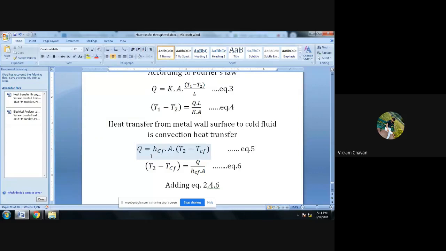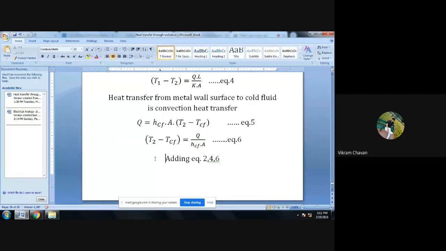We have converted that equation in the form of a temperature difference. So the equation will become T2 minus T suffix Cf is equal to Q divided by H suffix Cf multiplied by area. So that will be equation number 6.